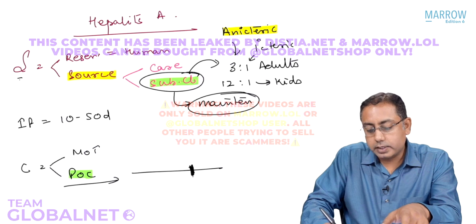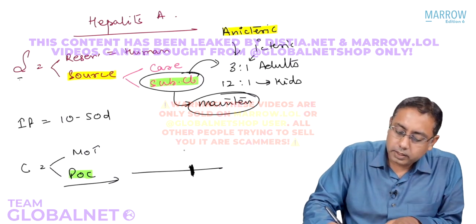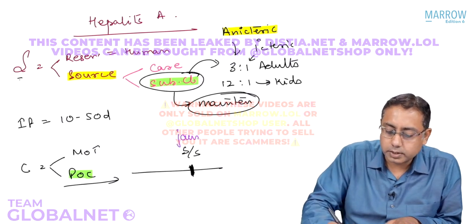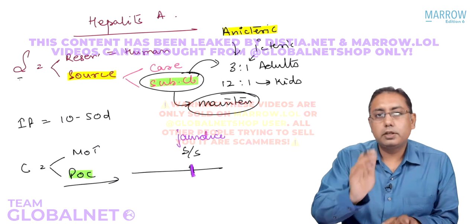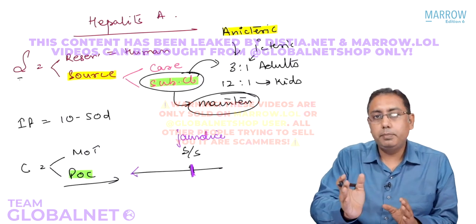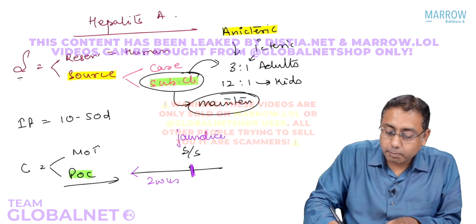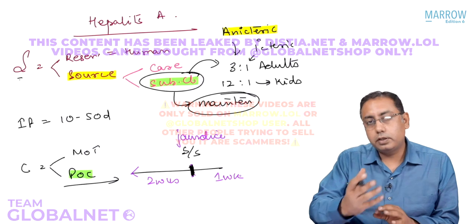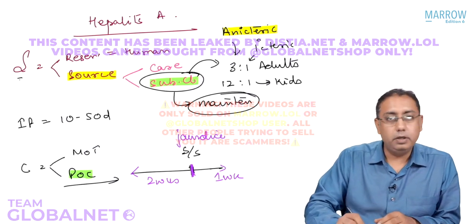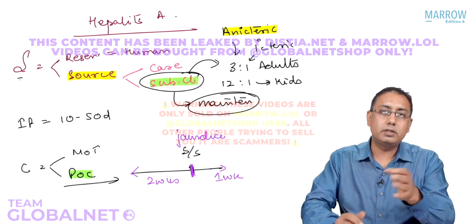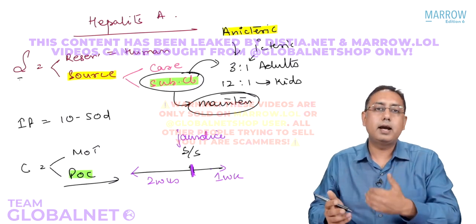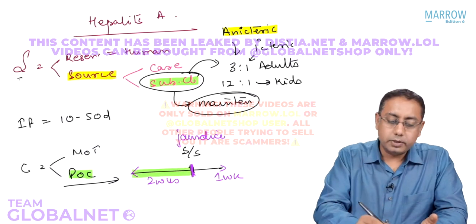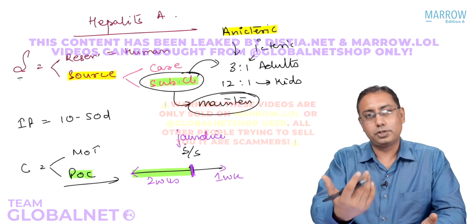This is the onset of the signs and symptoms. Which sign and symptom are we talking of? Of course, jaundice. So let us say at this junction, the jaundice starts, and the period of communicability is 2 weeks before the onset of jaundice and for approximately 1 week after the onset of jaundice. So that is a huge 3 weeks, approximately a month.